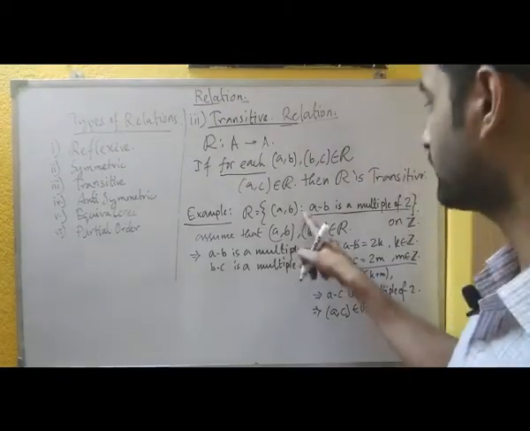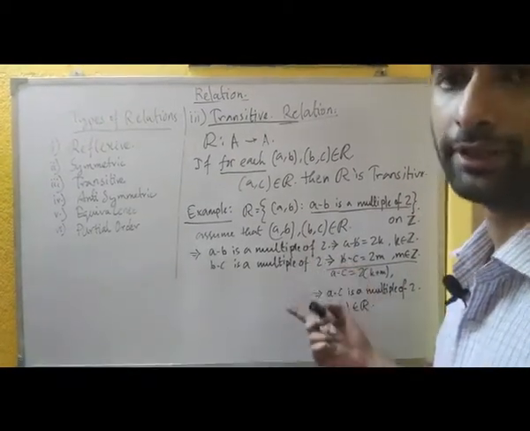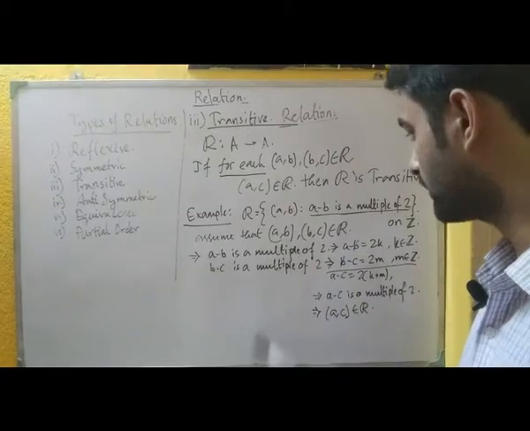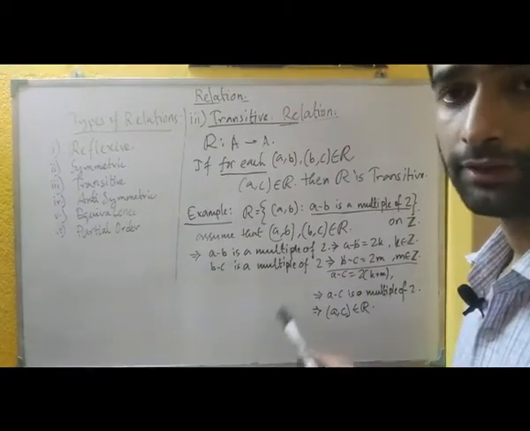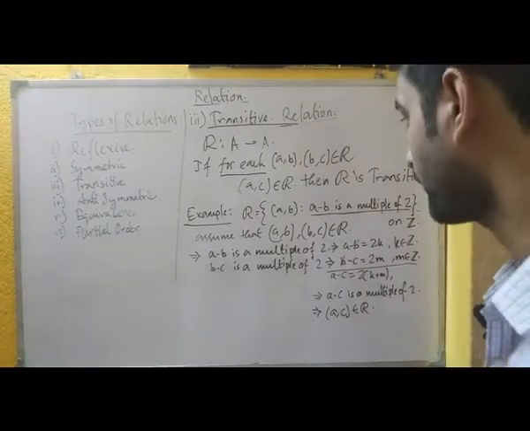So in this way we can say this relation is a transitive one without checking the elements. We are only checking the condition. So that's how we can check whether the relation is transitive or not.